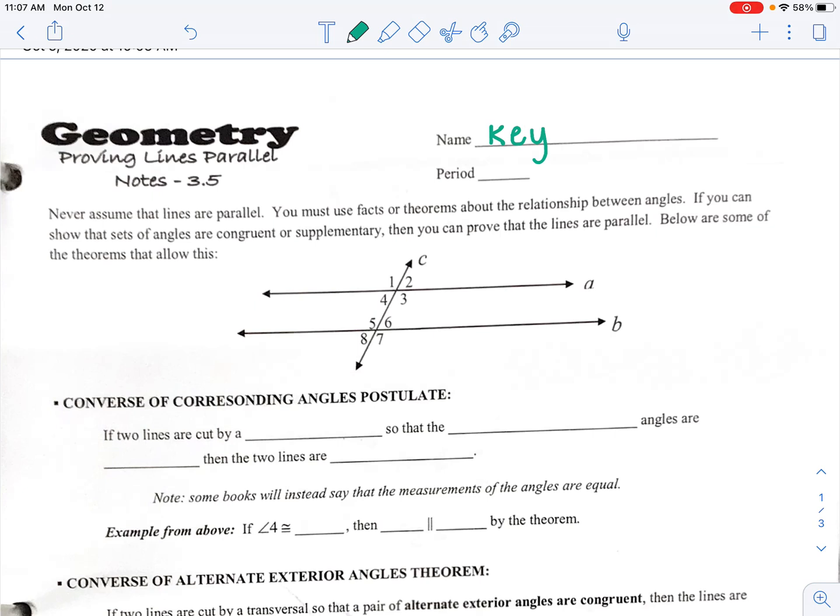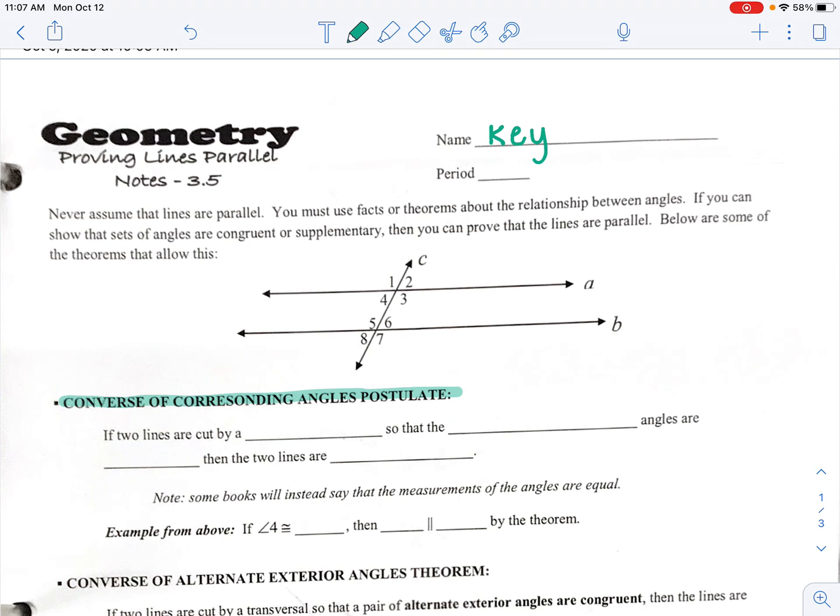All right, so essentially we're using all those angles we learned, corresponding angles, alternate interior, alternate exterior, same side interior, to help us prove the lines are going to be parallel. So here's a picture here. We have our lines. We have A and B, and we have C going through, and that's that transversal. We have all 8 of those angles kind of happening here.